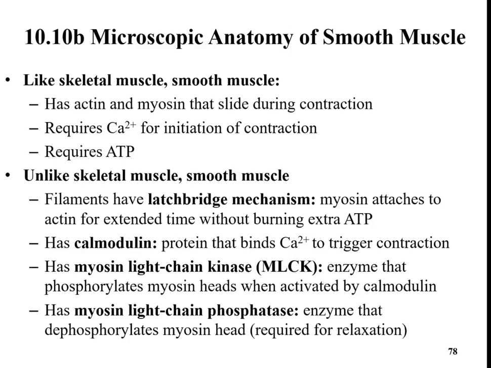But unlike skeletal muscle, smooth muscle has filaments that have latch bridge mechanism. This is going to be where the myosin attaches to actin for an extended period of time without burning extra ATP.